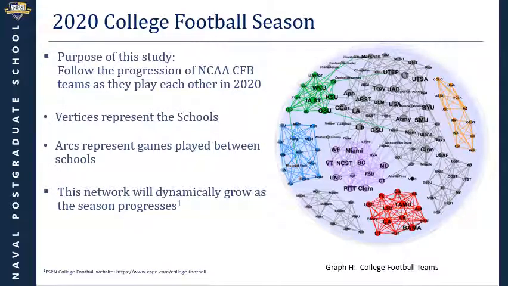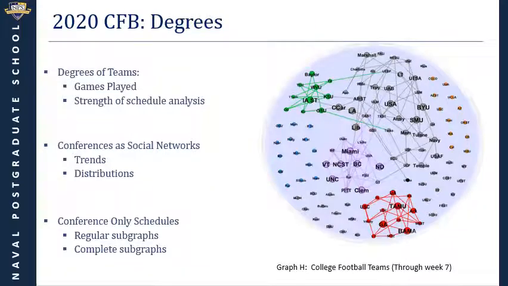Once again, I am Major Andrew Dietz, and we will be using graph theory to explore trends and analysis of the 126 teams in the NCAA FBS division of college football. Here we see the graph of NCAA FBS teams and games played so far through Week 7 of the season.